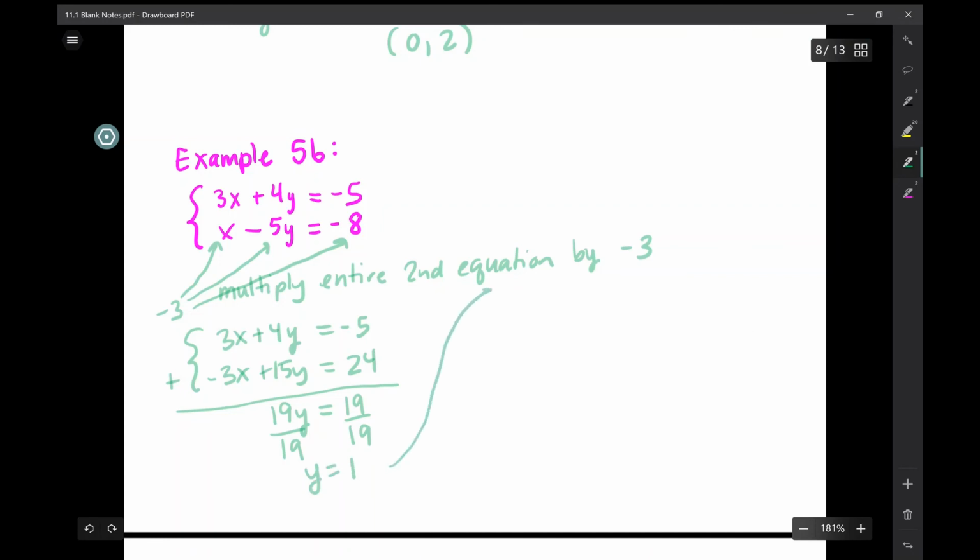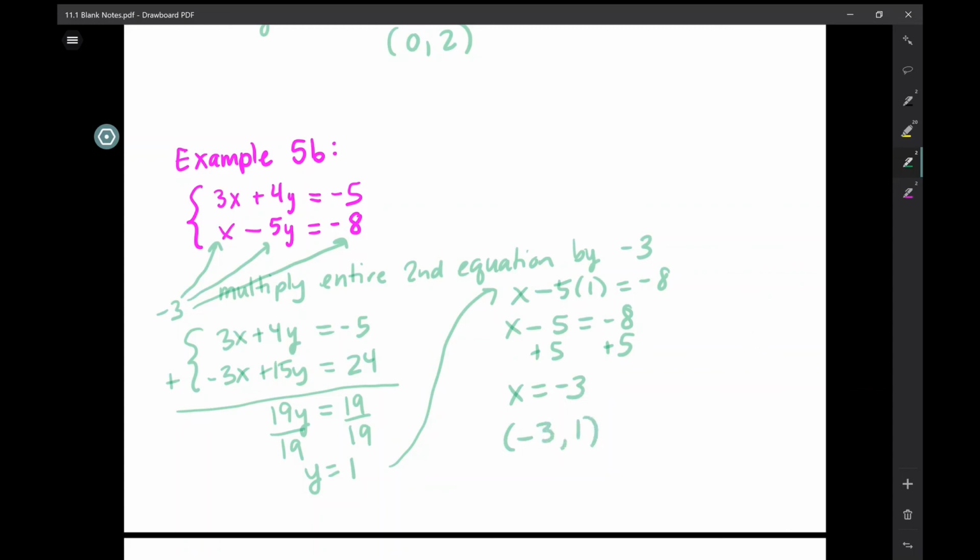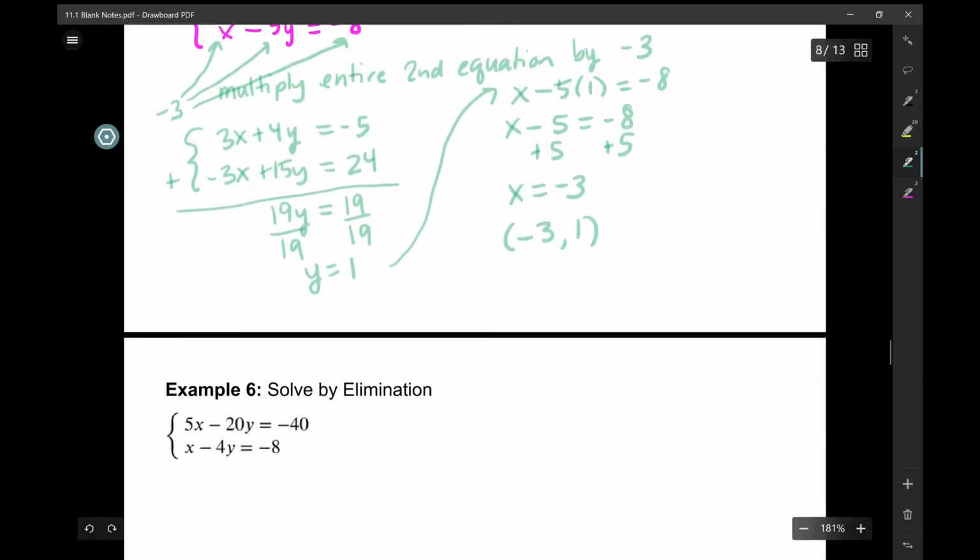Go back up to one of my original equations, and I solve for x. Let's use the second equation this time. x minus 5 times 1 equals negative 8. x minus 5 equals negative 8. Add 5 to each side, and I get x equals negative 3. So my solution is negative 3, 1. And I can go ahead and check that quickly. Negative 3 minus 5 is negative 8. Negative 9 plus 4 is negative 5. So check, check.